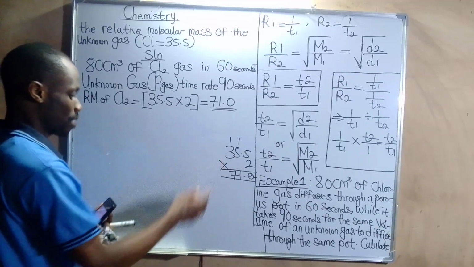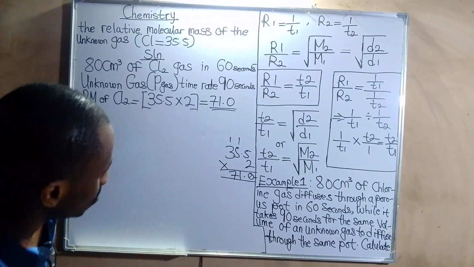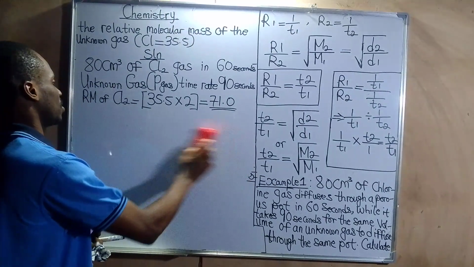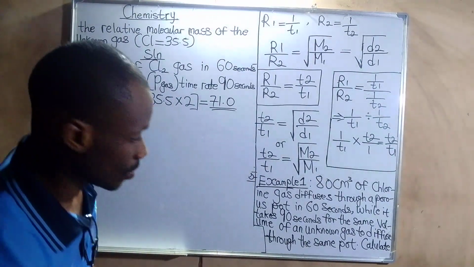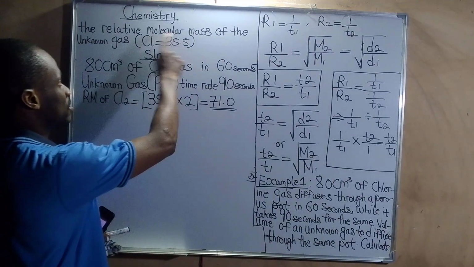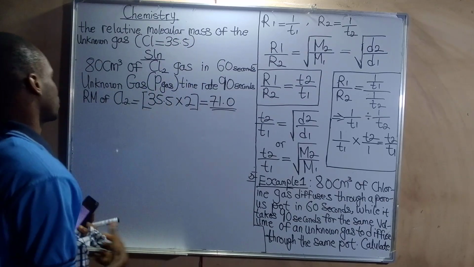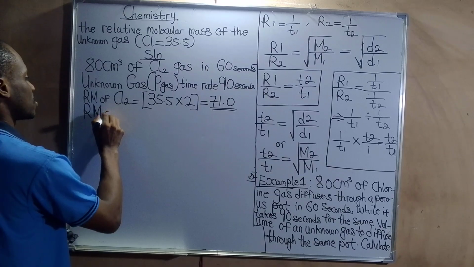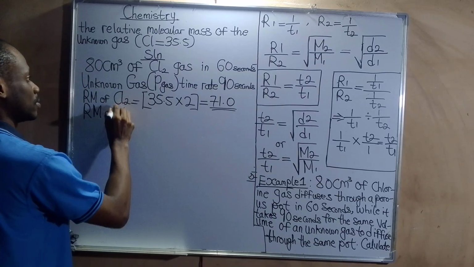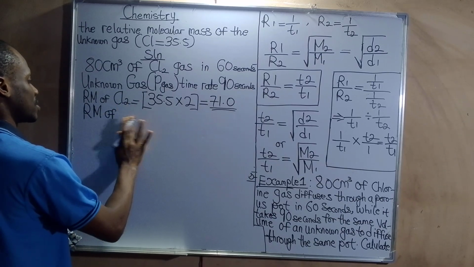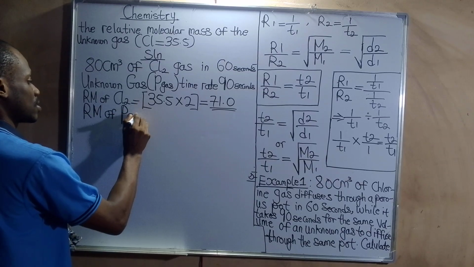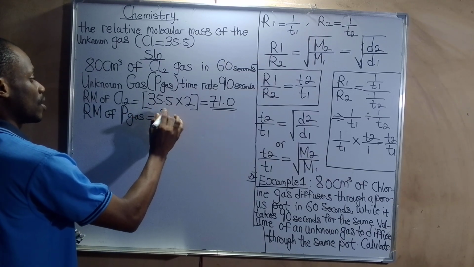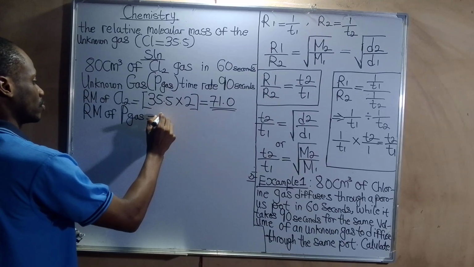Okay, so we keep that. Now we're going to wipe this off. Don't forget that this is now our relative molecular mass for chlorine. Remember the question says calculate the relative molecular mass for the unknown gas. So the relative molecular mass of P gas, which is not given, we don't know it, unknown.